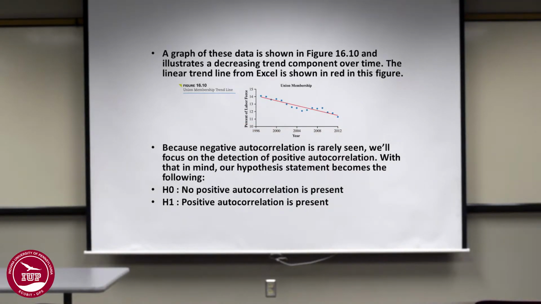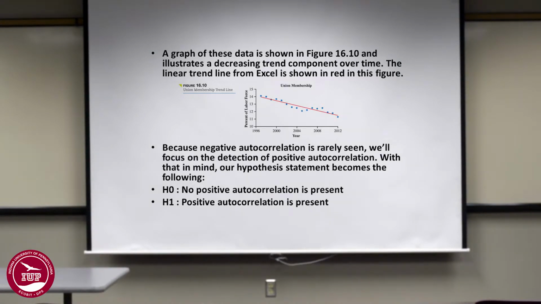A graph of this data is shown in figure 16.10 and illustrates a decreasing trend component over time. The linear trend line from Excel is shown in red in this figure. Because negative autocorrelation is rarely seen, we will focus on the detection of positive autocorrelation. With that in mind, our hypothesis statement becomes the following.